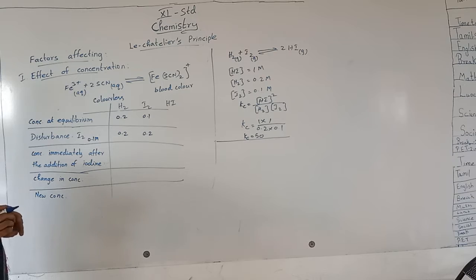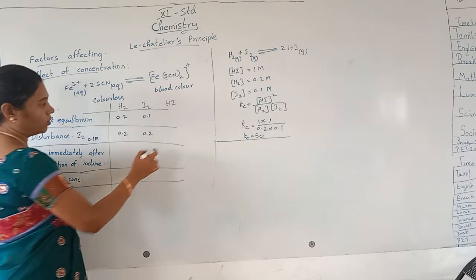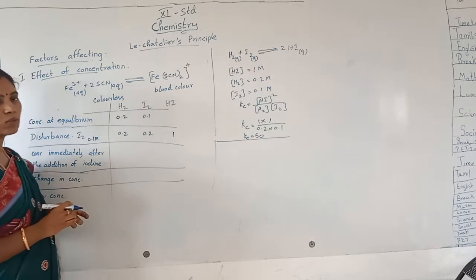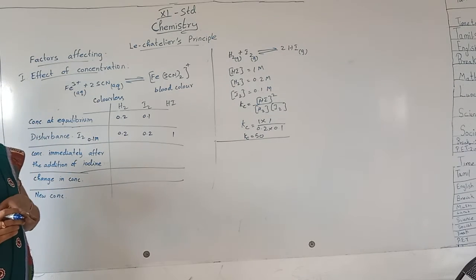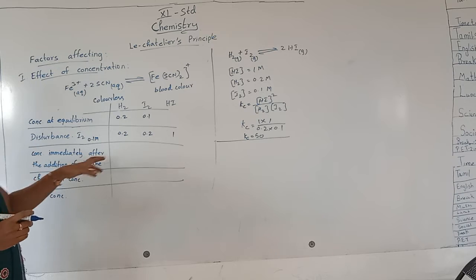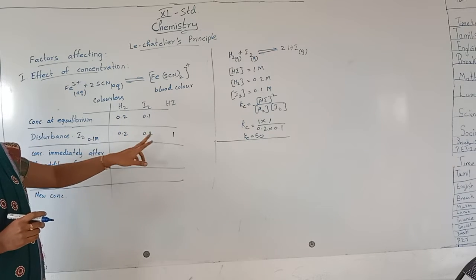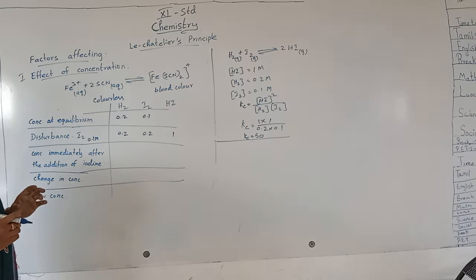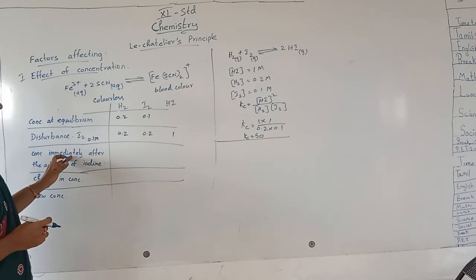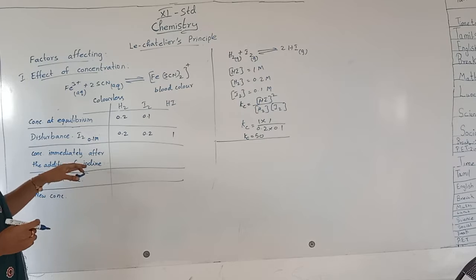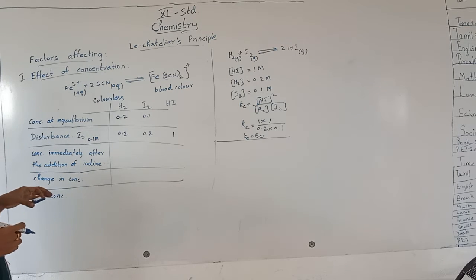So the formation of hydrogen iodide is 1. So 0.1 means 2 moles of hydrogen iodide is formed. So the 0.2 moles of addition of iodine means 1 mole of hydrogen iodide is formed. Okay. The next, the concentration immediately after the addition of iodine.